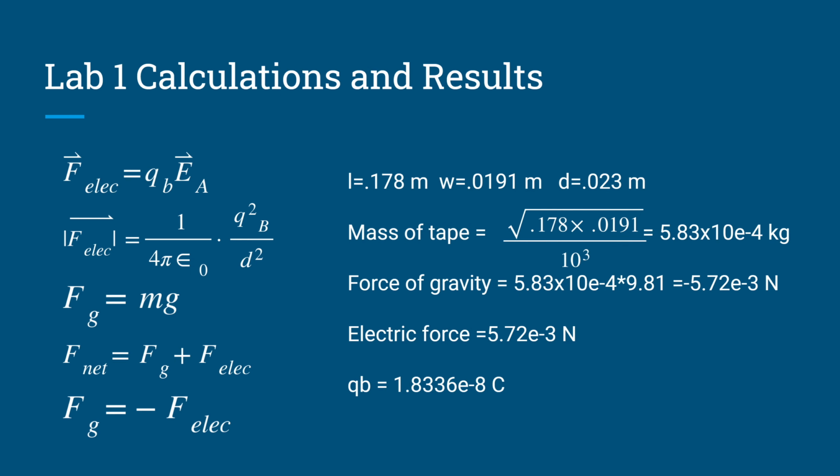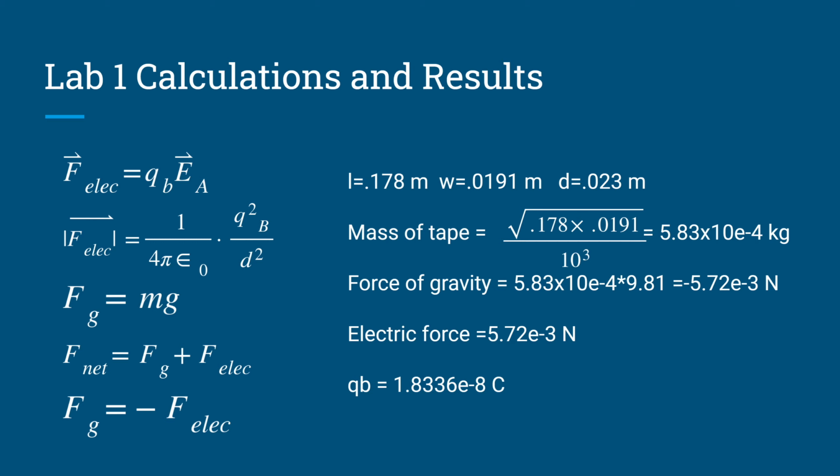The key observation from Lab 1 was that because the tape was in equilibrium, the acceleration is 0, making the net force 0 by Newton's second law. We then realized that the force of gravity is equal to the force of electricity. Then, by manipulating the second equation on the left, we find that the charge on the tape is 1.8336 times 10 to the negative 8 coulombs when using Coulomb's law.